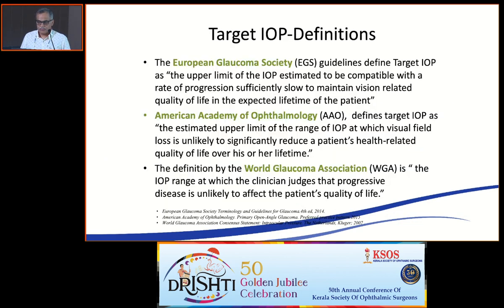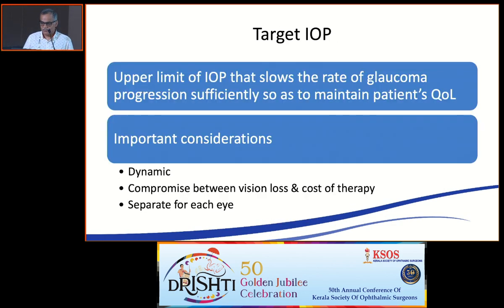Coming to the topic proper, target IOP. Target IOP, there are lots of definitions. I'm not going to read all of them, but it is the upper limit of IOP that slows the rate of glaucoma progression sufficiently so as to maintain the patient's quality of life. Now, there are important considerations. The target IOP is a dynamic figure. It's not set in stone. It has to change as you treat the patient.